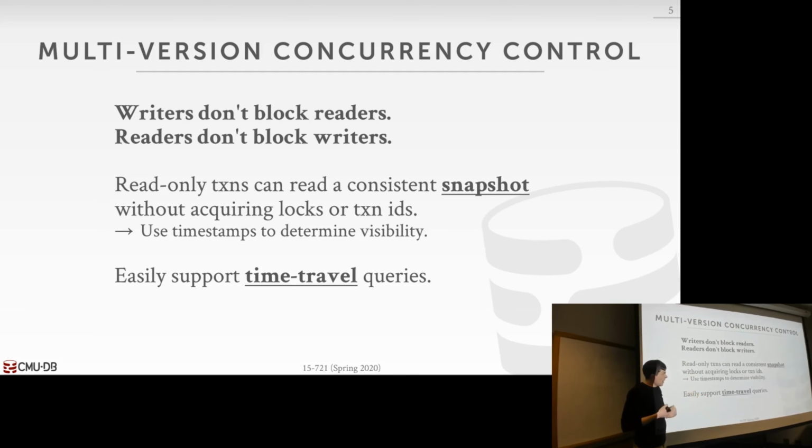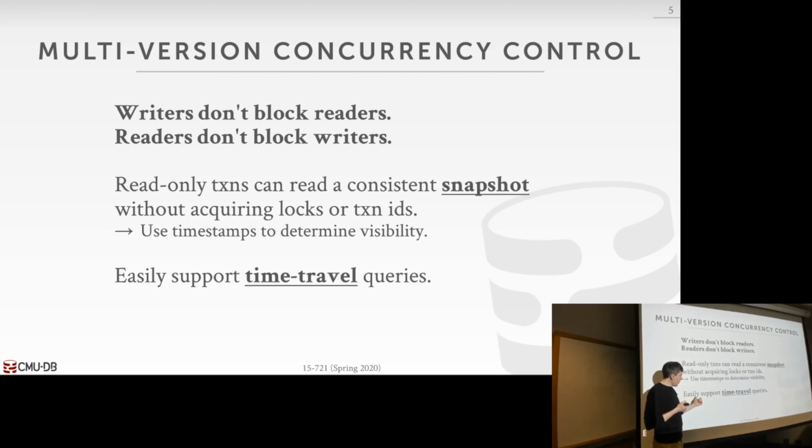In some systems like MySQL, you don't even acquire a transaction ID, because for them that's a centralized bottleneck, handing out those transaction IDs. So you just skip that entirely. And the way we're going to determine what is visible to us is through timestamps. Again, we'll go over this in more detail the rest of the class.